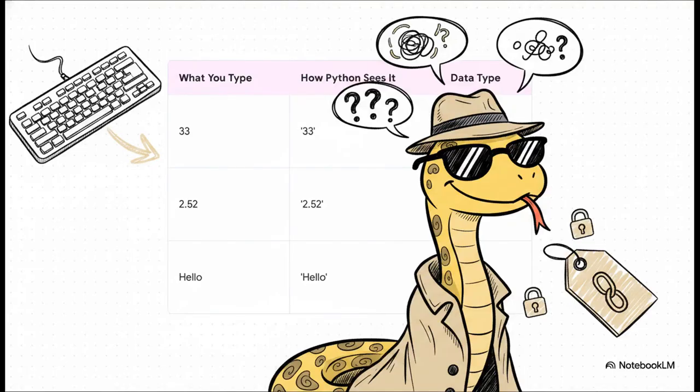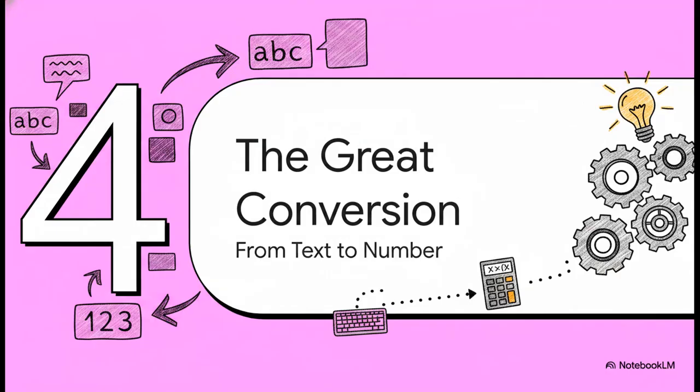So take a look at this. When a user types the number 33, Python doesn't see a number. It sees the text characters 3 and 3 and stores it as the string "33". You type 2.52, Python sees the string "2.52". No matter what you enter, it always arrives wearing that string disguise. So, if all our numbers are showing up dressed as text, how in the world do we ever do any math? Well, this leads us to a crucial skill that every single programmer has to master: the great conversion.